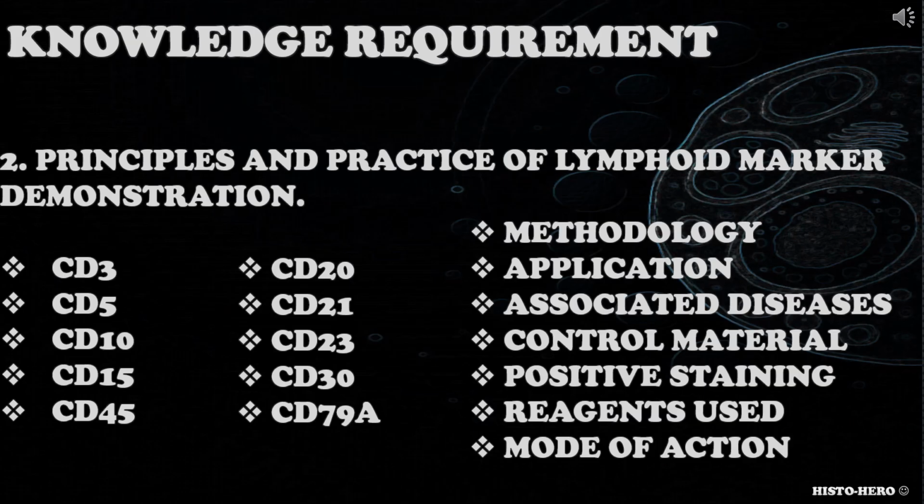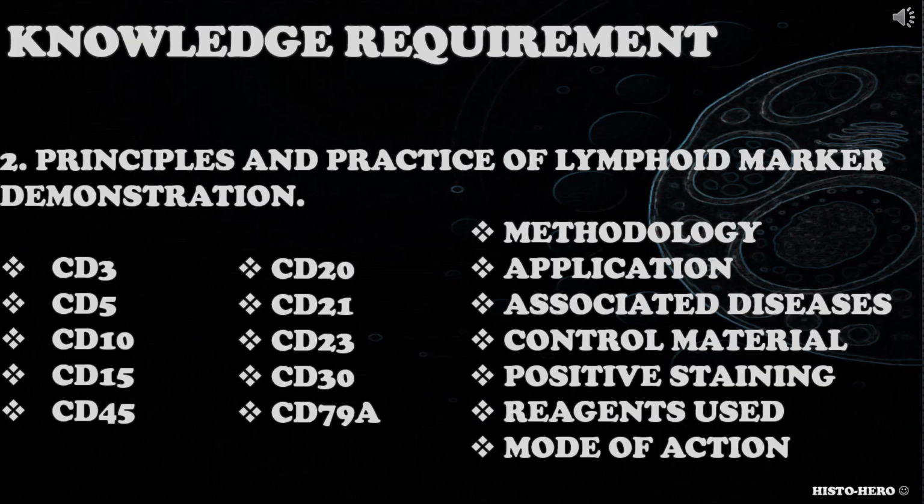The second knowledge requirement is principles and practice of lymphoid marker demonstration. Candidate needs to have the knowledge and understanding about demonstration of lymphoid markers. You could ask the candidate to list staining methods to visualize lymphoid markers, to explain the principles and practice of those staining methods, to name disease that can be detected by those methods, to explain how the positive staining would look like.